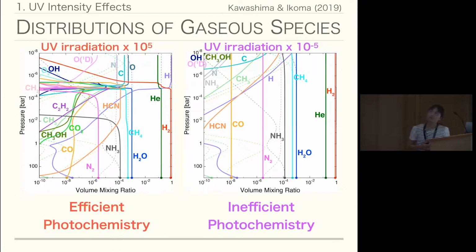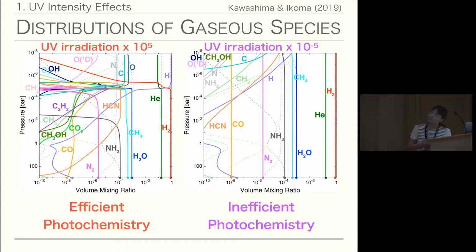Next, I'd like to move on to show the results of the dependence of the transmission spectrum on UV radiation intensity first. These two figures show the distribution of gaseous species for the high UV radiation intensity case and the low UV radiation intensity case. As you expect, for the high UV radiation intensity case, photochemistry occurs very efficiently. On the other hand, for the low UV radiation intensity case, photochemistry is very inefficient, and the volume mixing ratio of each molecule is almost determined by mixing.